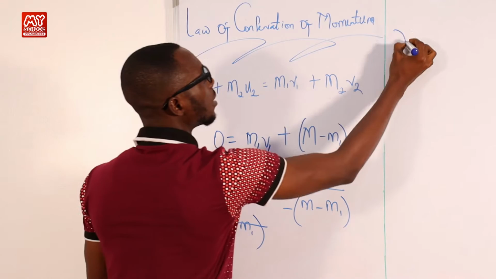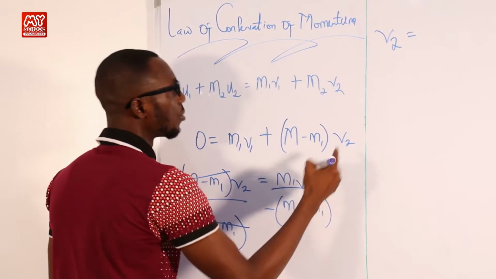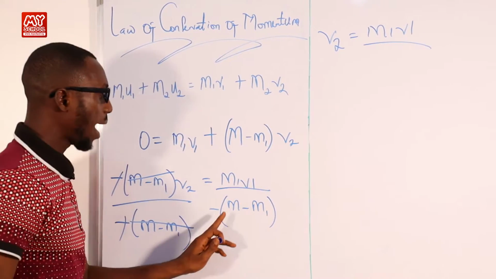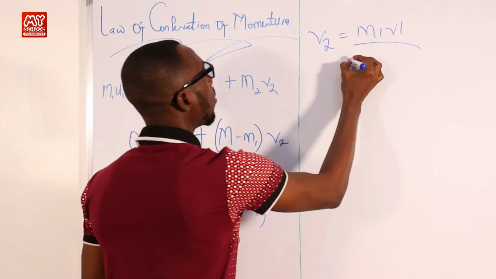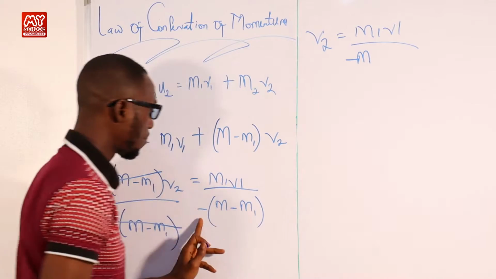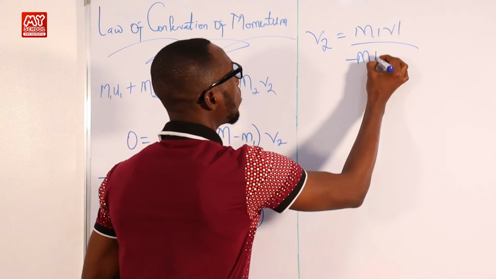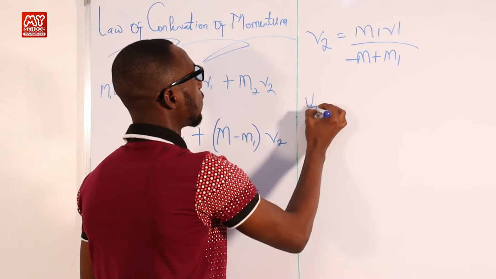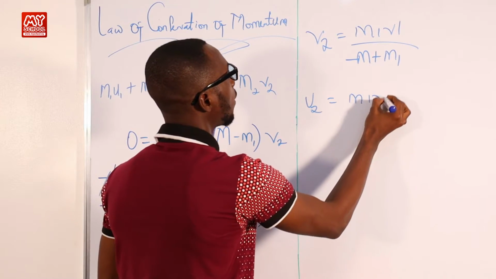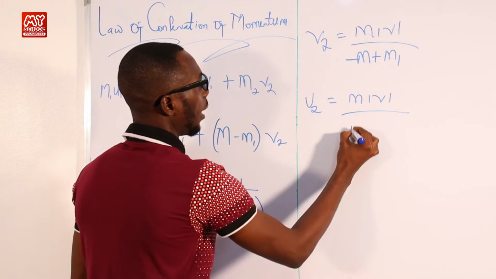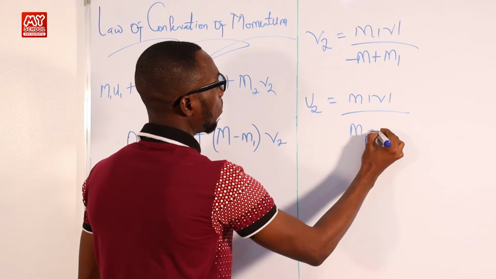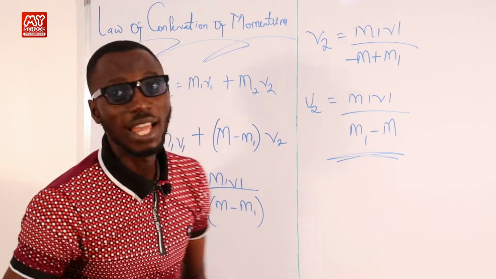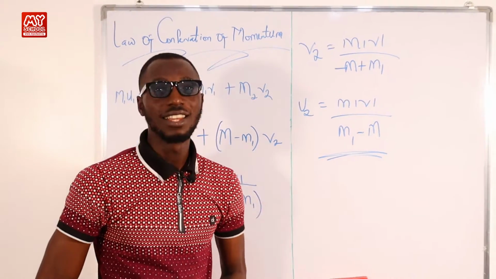Therefore, the second velocity will be equal to m1 v1 over minus times m, that gives you minus m, and minus times minus gives you plus m1. So we can write this as v2 equals m1 v1 over m1 minus big M. So let's go through our options together. Option B is super correct.